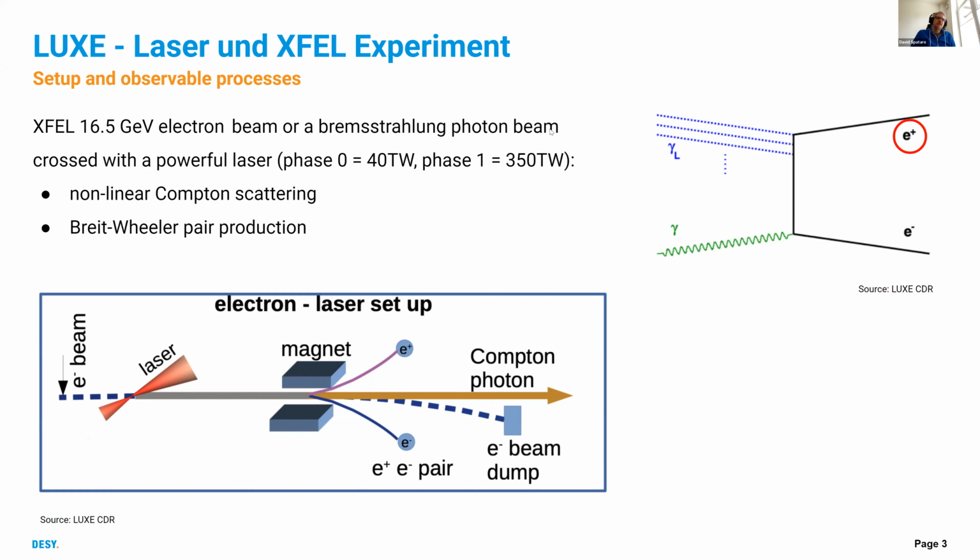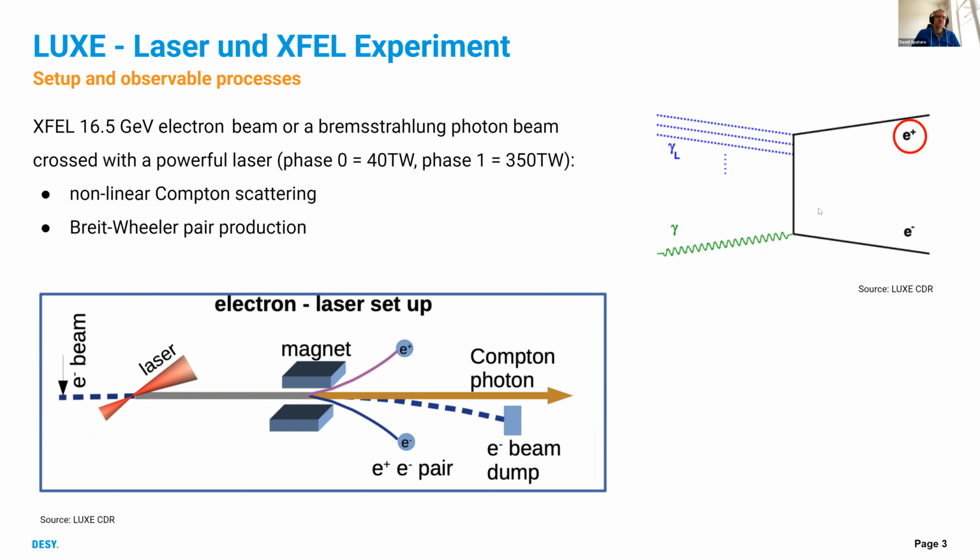The two processes of special interest are, one, nonlinear Compton scattering or multiphoton scattering, which is the scattering of multiple low energy photons, which are given by an intense electric field, into a high energy photon. And this is during an interaction with a charged particle.